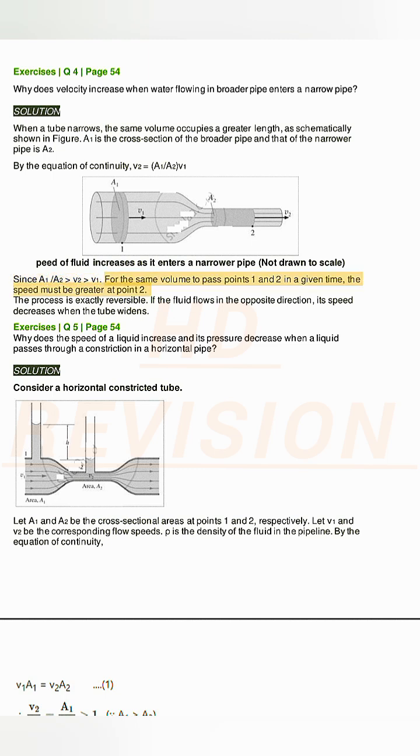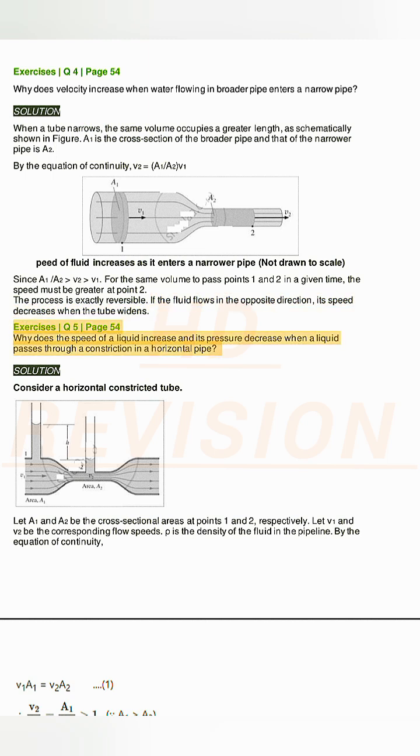For the same volume to pass points 1 and 2 in a given time, the speed must be greater at point 2. The process is exactly reversible. If the fluid flows in the opposite direction, its speed decreases when the tube widens.